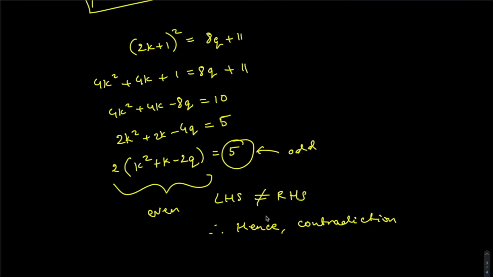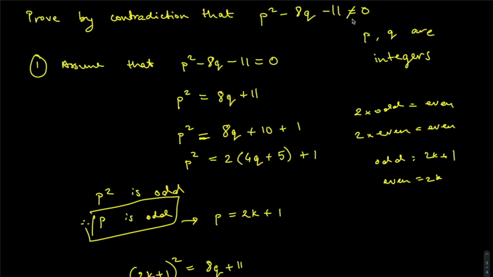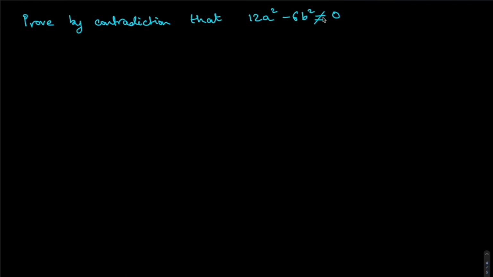So and then therefore, that's it. I can't move any further, because I have a contradiction. And therefore, my previous statement right here, p squared minus 8q minus 11 does not equal 0, is actually true. All right, next question.